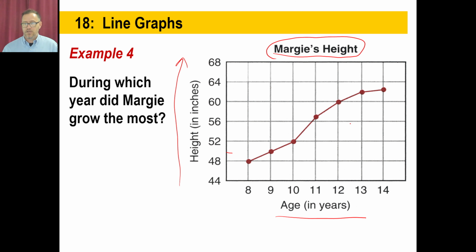So there she is. 13, she goes to, what would you say that is? Age 13 right here. 62? Okay. And then it looks like she didn't really go a whole lot, maybe 63 at age 14. She's 5'3". Okay. So the question is, during which year did Margie grow the most? Well, you can look at this and go, wait a minute, from here to there, that's the biggest jump. During which year? From age 10 to age 11, that's when she grew the most inches. And there we go. That's your line graph.